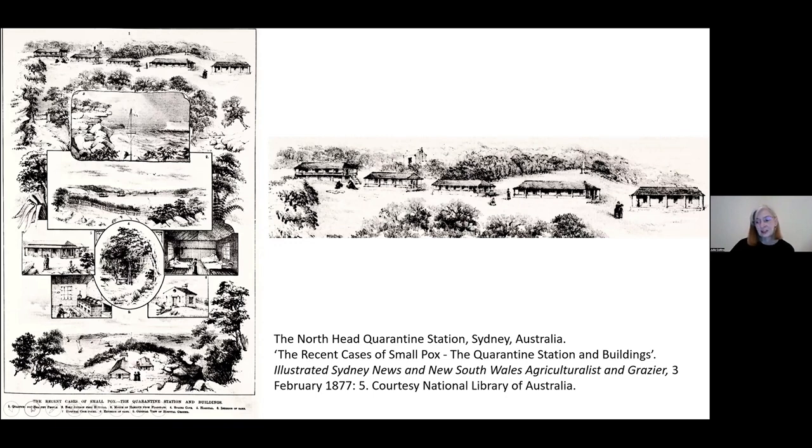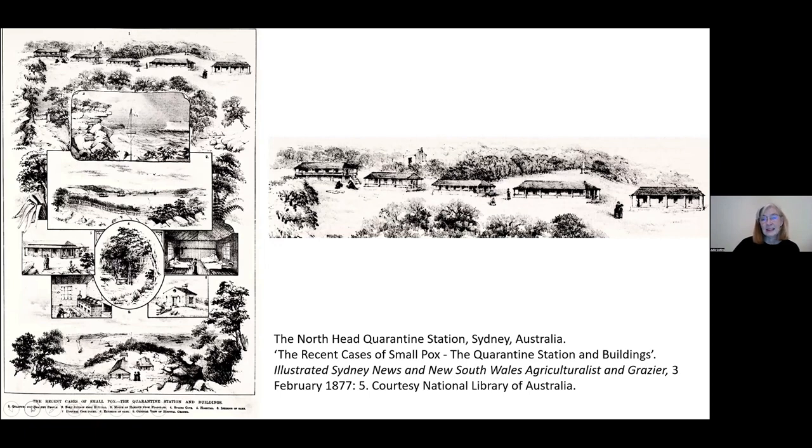Quarantine stations were the architectural barrier to epidemic outbreaks and functioned to examine, quarantine, isolate, disinfect, and treat travellers and cargo in order to contain infectious diseases such as plague, cholera, and yellow fever. And here we can see the quarantine station in Sydney, Australia, which had separation between the healthy and sick grounds, surrounded by fencing, with guards employed to patrol the border.